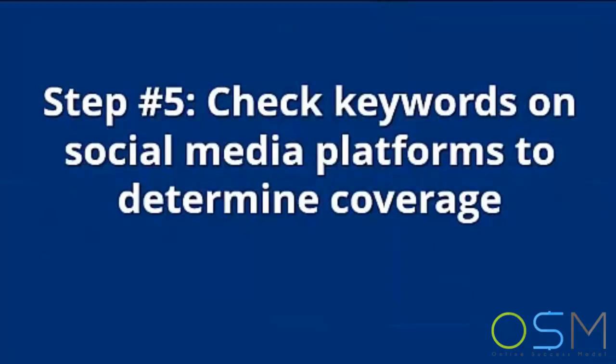Step number 5 in the process of finding a niche is to check your keywords on social media platforms. Now we're doing this to see whether they're being talked about, to see what the sort of coverage is. If you put your keywords onto social media platforms, look and see if there's Facebook groups, Twitter accounts, hashtags, all that sort of stuff, and see if people are actually talking about it.